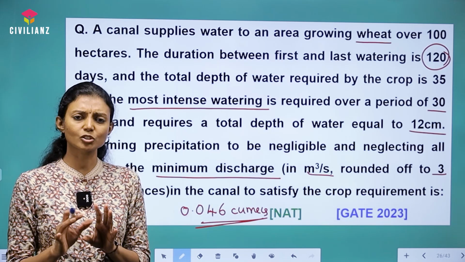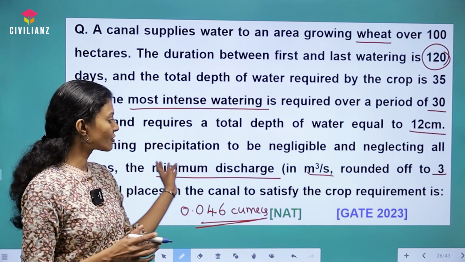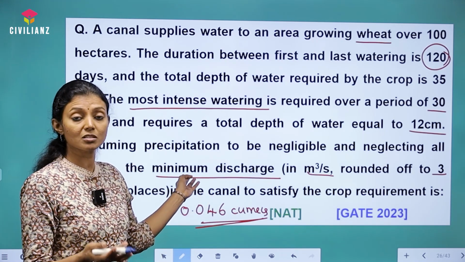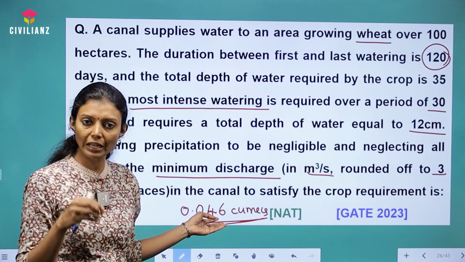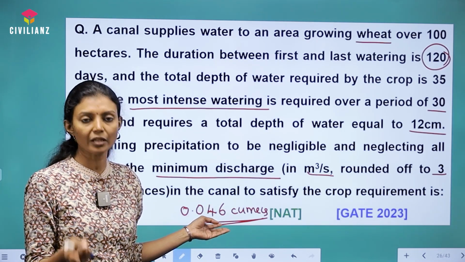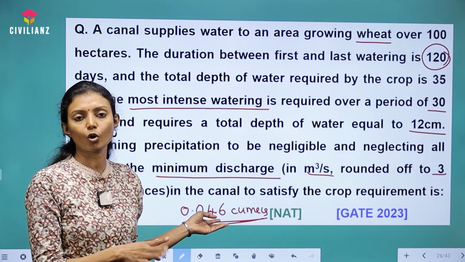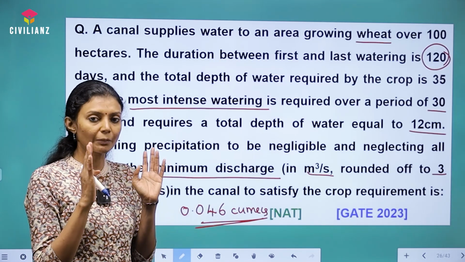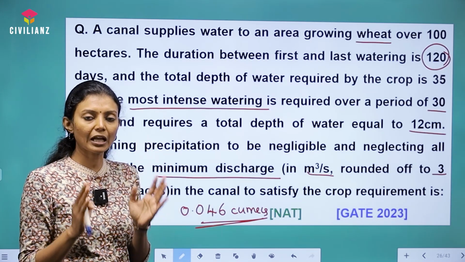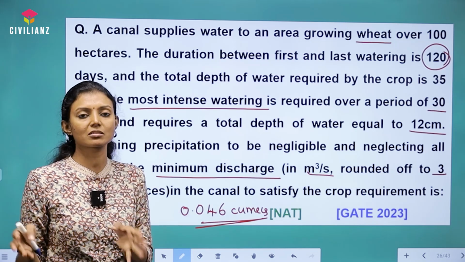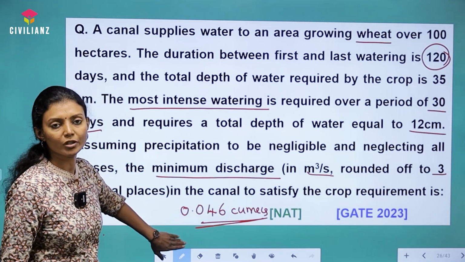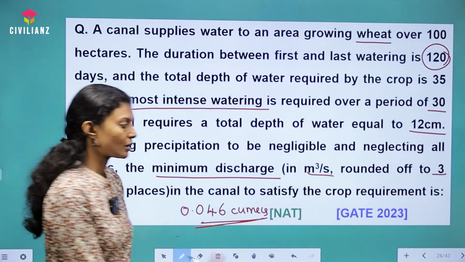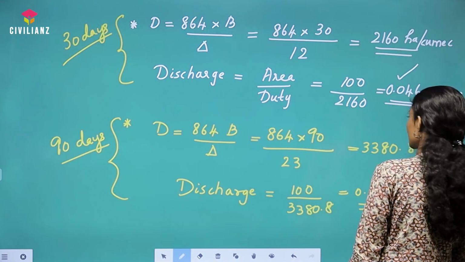So, the question is actually a tricky question. Since we are given that it is the minimum discharge, you don't choose 0.029, because if the canal has a capacity of 0.029, it won't be able to supply water during the first 30 days. So, the meaning is the canal should have at least the capacity of dash to satisfy this requirement. So, 0.046 cumec. Now, let us move on to another question.